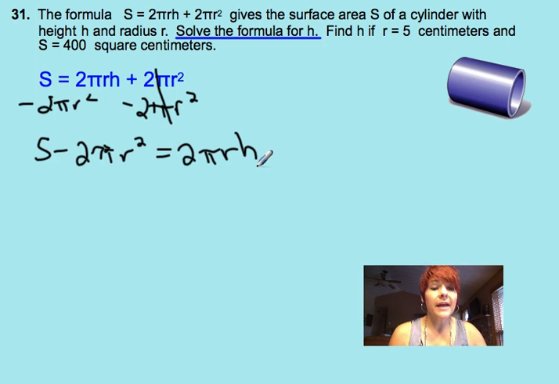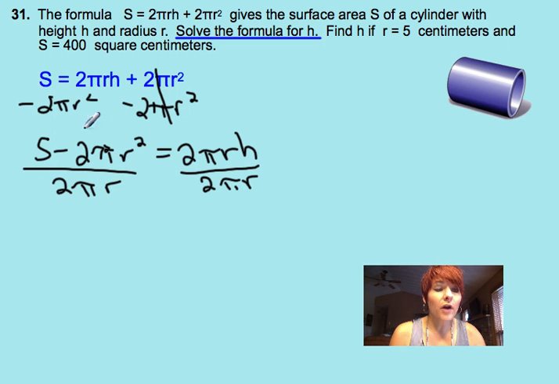Now if I want to get this h by itself, what I need to do is to divide by the 2 pi r. So I'm going to do that on both sides. Okay? Now, you could leave your answer just like this for h, or you could write this as two separate fractions. First, we would take s over the 2 pi r. So that'd be the first part. And then we have a minus.